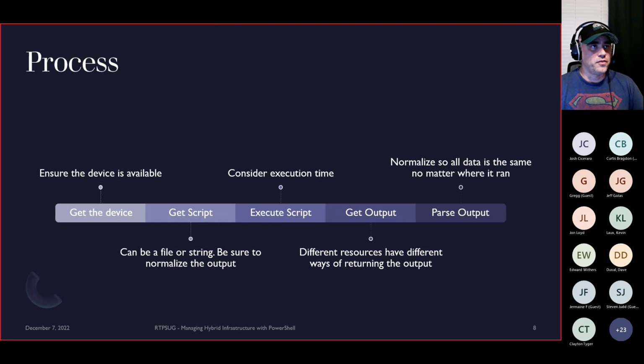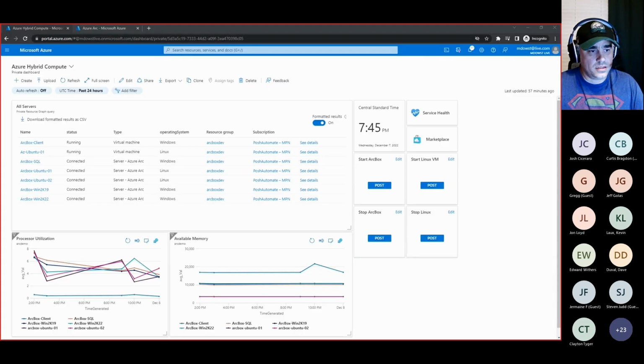And the functionality is essentially the process, right? We need to get a list of our devices. We need to get the script to execute. We need to execute the script, and then we need to get the results from it, right? No matter where you're running, whether you're running PowerShell 5.1 WS-Man or you're running Arc, that process is going to remain the same. So, real quick before we jump into the code.